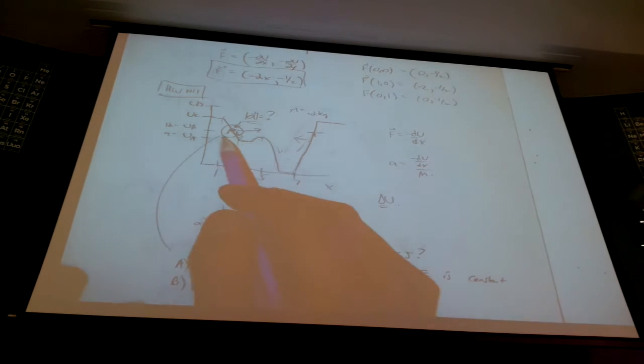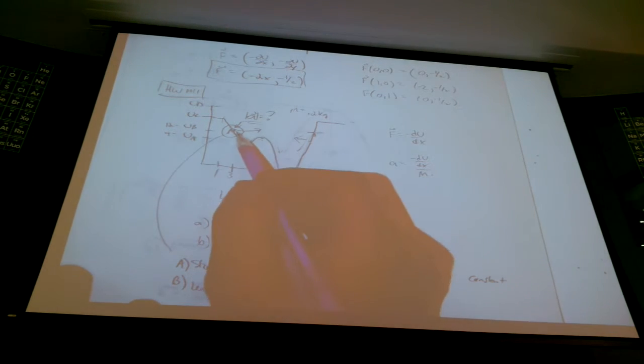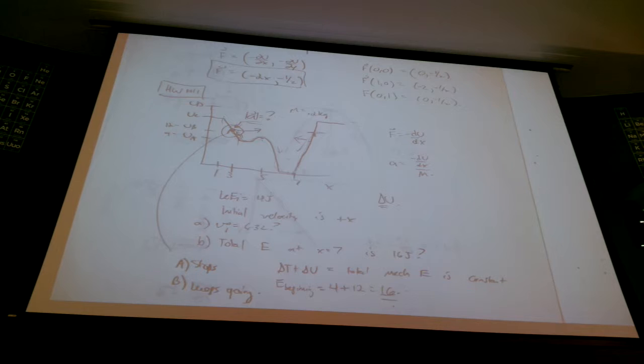So again, it started here, had initial kinetic energy, 4, goes down, goes up here, stops, turns around. What happens when it gets back to where it starts? Does it keep going or stop?